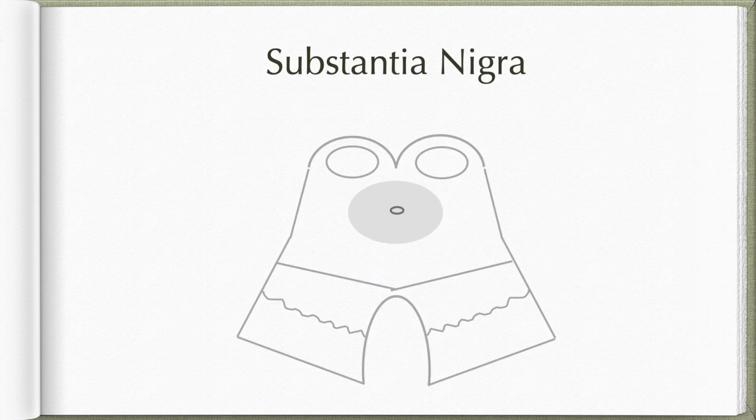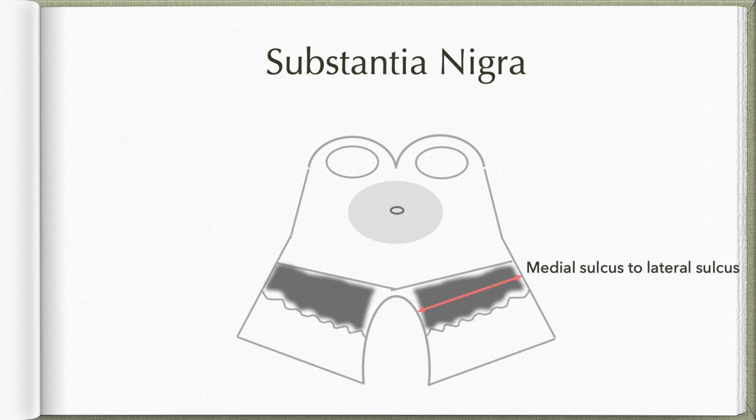Now, coming to the substantia nigra, this was discussed in detail in our video on the midbrain, so you can refer back to that video again. It's an area which is darkly colored. From medial to lateral side, it extends from medial sulcus to lateral sulcus of the cerebral peduncle. From front to back, it extends from crus cerebri to the tegmentum part of the midbrain. From below upwards, it extends from pons to the subthalamic region of the diencephalon.